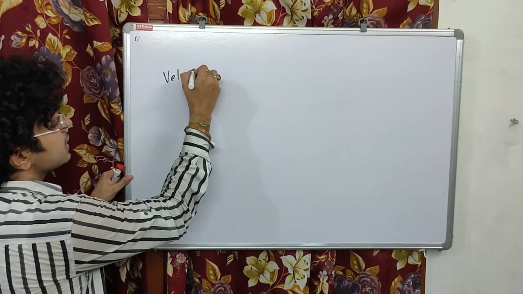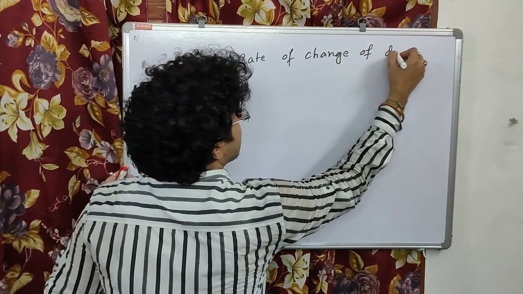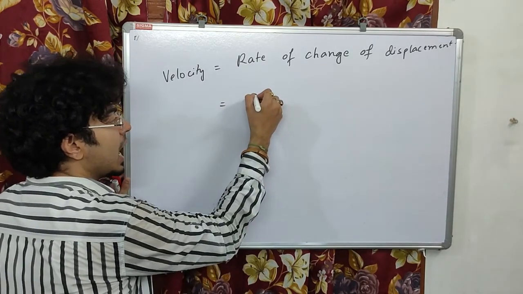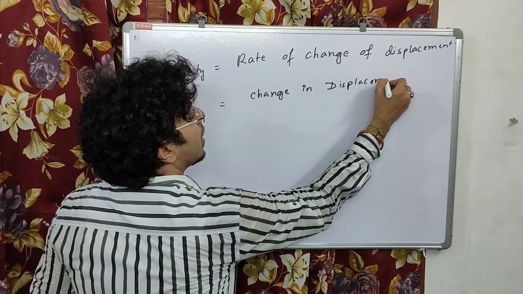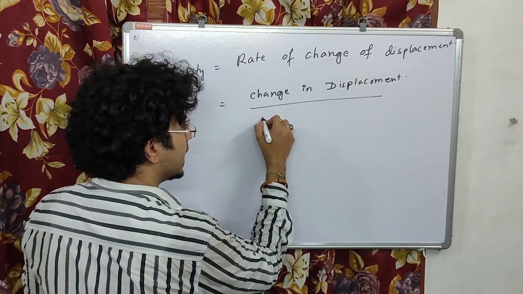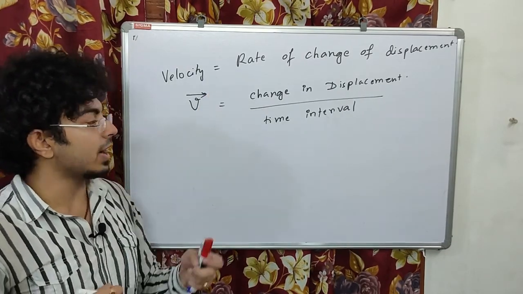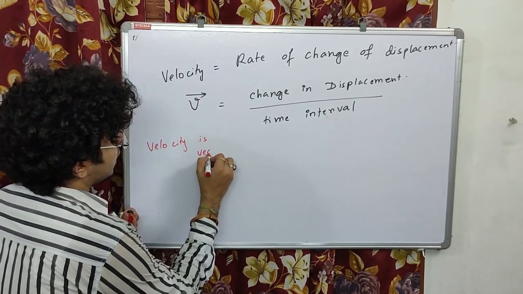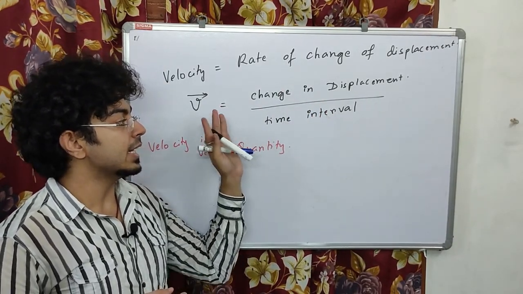Next we are going to understand what is velocity. Velocity is the rate of change of displacement. Rate of change of displacement means how much change in displacement occurred within a definite time interval. Velocity is represented as v, and the arrow signifies that it is a vector quantity. Why is it said to be a vector quantity? Because it has direction as well as magnitude. So it is a change in displacement within a time interval.